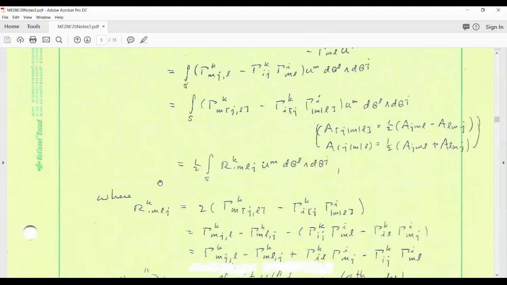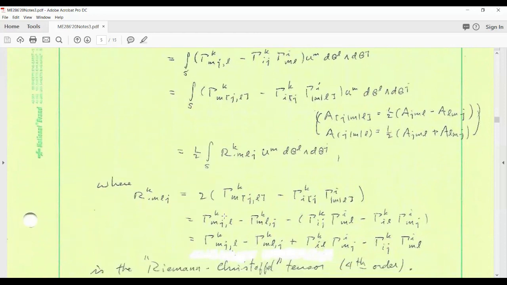Here R, this is a 4-index quantity, R^K_{MLJ}, is simply this parenthesis here with a factor 2 restored, okay? And the reason for the factor of 2 is the skew symmetrization operation brings in the factor 1/2, which can then be annihilated by that 2. So that's just a definition of R, which is such that this integral equals this one.